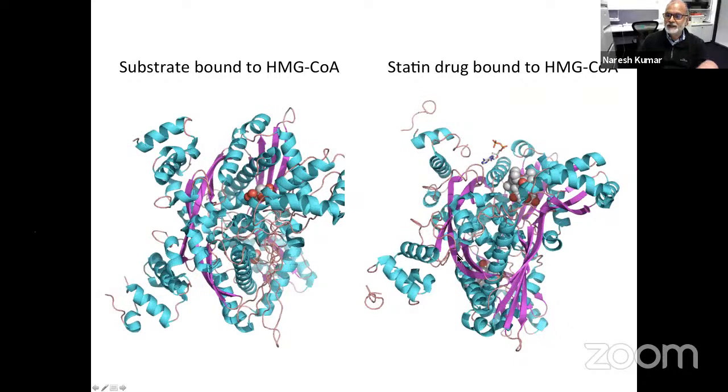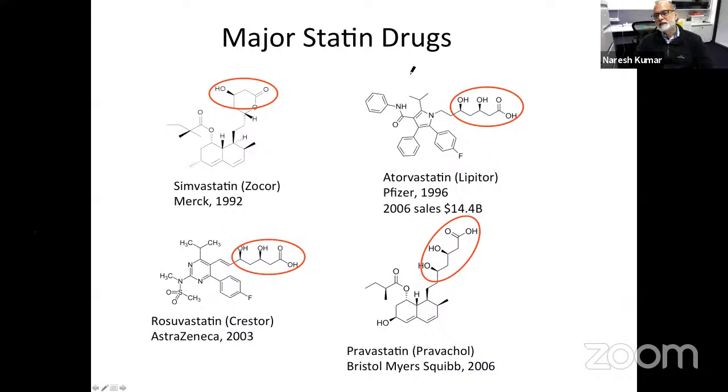But one thing I wanted to show you was that this is the enzyme, HMG-CoA reductase, and this ball structure here is the actual substrate bound into the enzyme. And this is the statin that is bound into that enzyme as well. And it's binding at the same place as your substrate. So this shows that the drug inhibitor is binding at the same pocket as the actual substrate. And like I said, statin is a common name for drugs which are used to lower cholesterol.